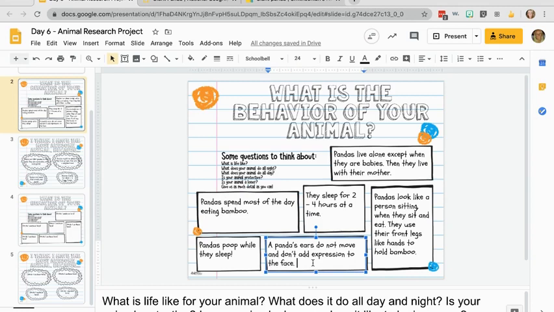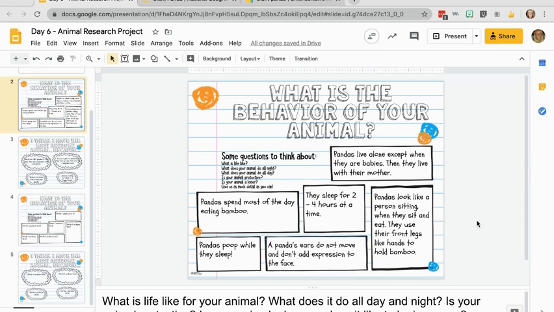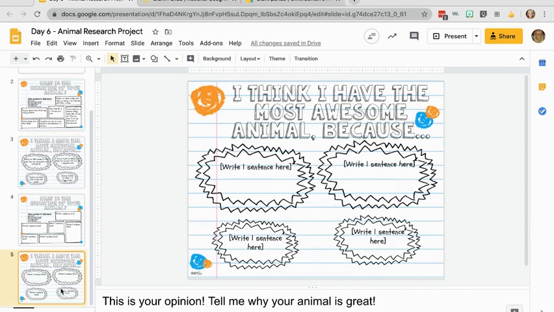Okay, so I'm going to go to my last box, make sure it's highlighted in blue. I'm going to say, a panda's ears do not move and don't add expression to the face. Okay, and there you have it. I have all 6 boxes full now. And I think we have a pretty good idea of how pandas behave. So now I'm going to go on to my next slide.